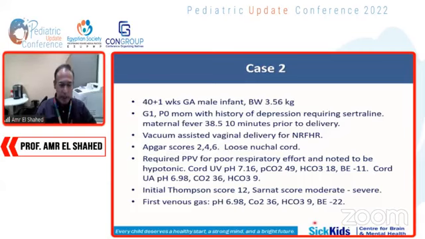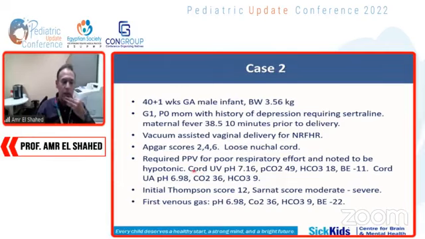Let's move to case number 2. We had a full-term infant of 3.5 kilograms. The mom had a history of depression and was receiving medication. She had some maternal temperature just before the time of delivery. It was a vaginal delivery, but there was a non-reassuring fetal heart rate, so it was assisted with vacuum. The Apgar scores were 2, 4, and 6. The patient was noted to have a loose nuchal cord as well.